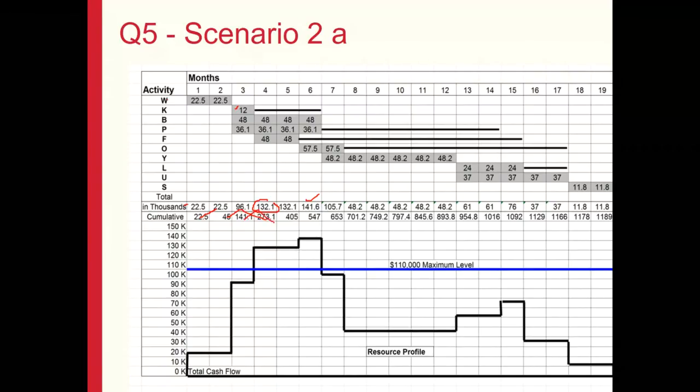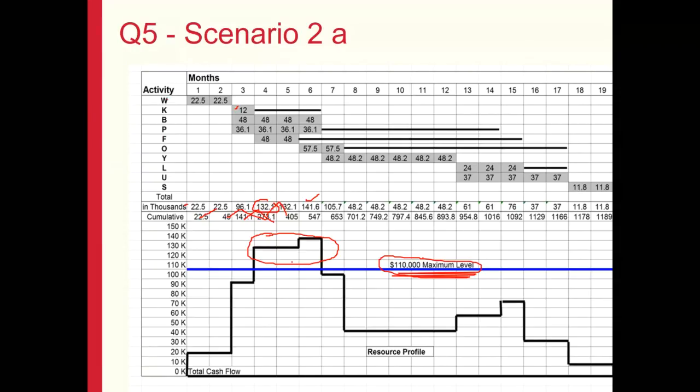Sorry, 141 add 132 would give you 273, and 273 add 132 would give you 405. So this is useful to plot S curves or the progress curves. Having a look at this problem, the challenge was that we cannot have any more than 110,000 spent, and the problem could be seen in these months over here, where we have a spend which is much more than expected.